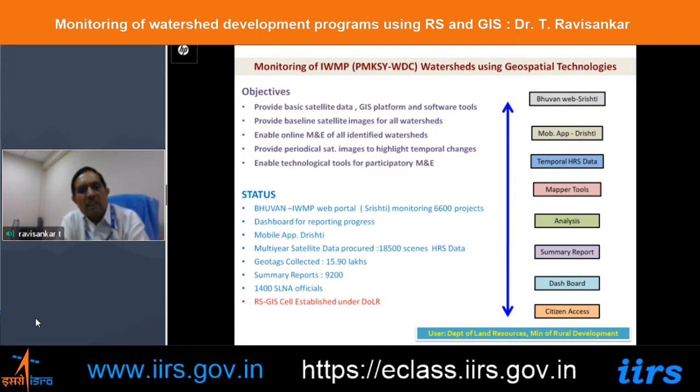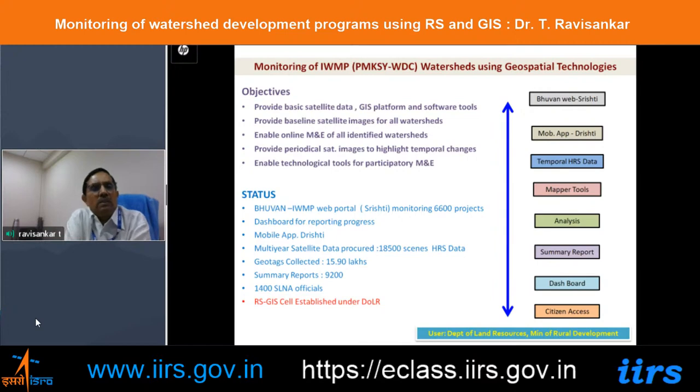Basically here, the entire project is funded by the Department of Land Resources. The project started somewhere in 2015, and now the project is in the final stages. We have to conclude. And this particular project has become very popular. Based on this, some other departments, of agriculture and rural development, have also embarked upon using the geospatial technologies for studying the impacts of what exactly it has created.